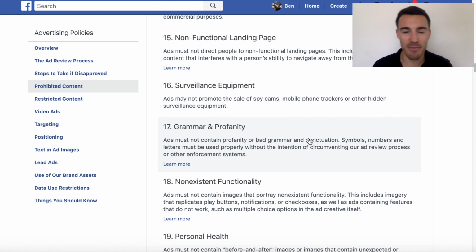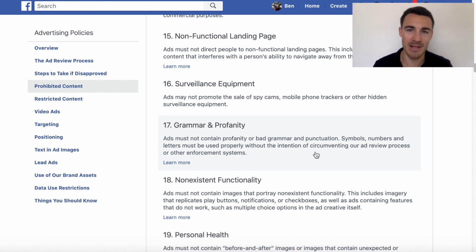Grammar and profanity. So profanity is fairly obvious. Just don't include any of that in your Facebook ads, even things like F-asterisk-asterisk-CK at the end. Don't include any of that sort of stuff. But also grammar. Facebook doesn't like 3 of any type of punctuation in a row. So if you try and put 3 exclamation marks at the end of a word, Facebook's probably not going to like that, and that ad's going to get disapproved. Just like if you have 3 question marks or 3 asterisks, these are the sort of things that we often see that can get ads disapproved that you might not have thought of.